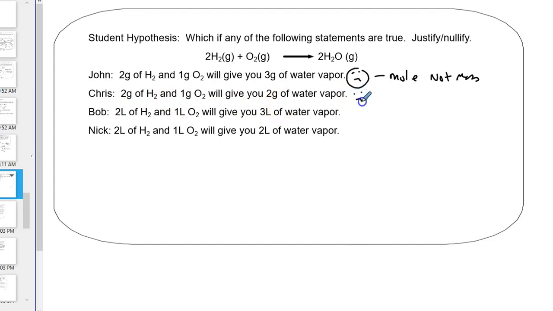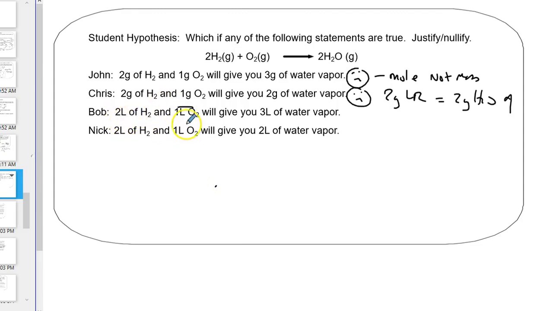No, this is definitely not true because no matter what, even if you use the 2 grams as a limiting reactant, then you get at least 2 grams of water, but it needs to be bigger than that. Okay, or if you use this as the limiting reactant. Right? So it's not possible.